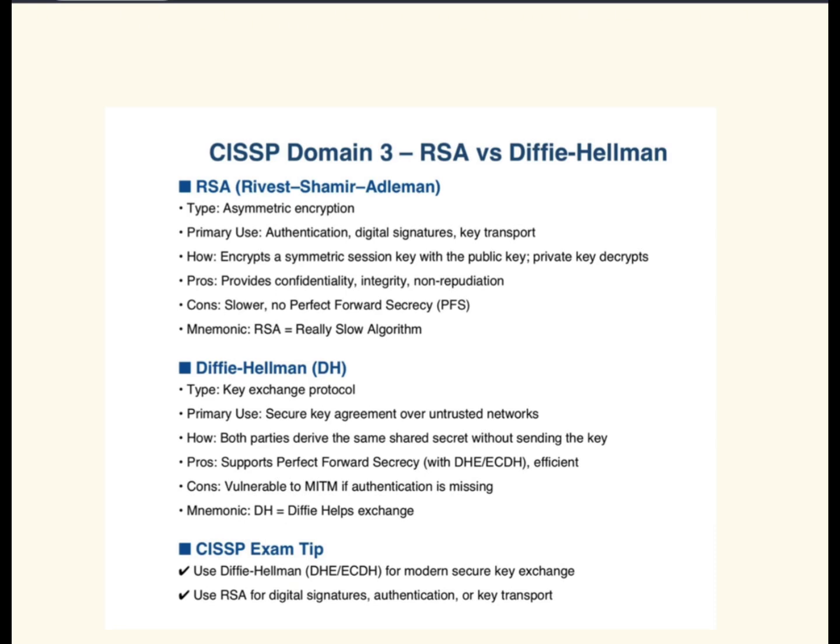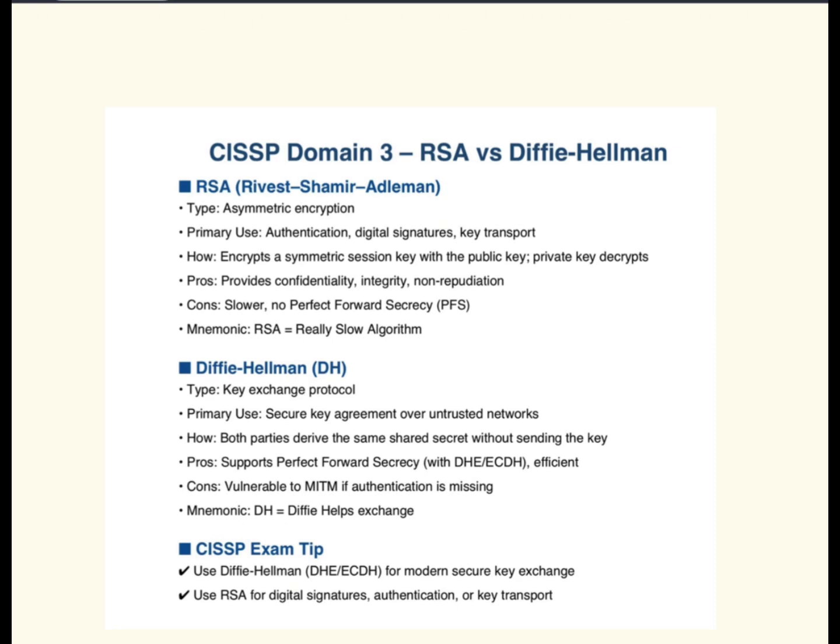So, for instance, RSA type asymmetric encryption, its primary use is authentication, digital signature, and key transport, right? It encrypts a symmetric session key with the public key, and the private key decrypts it. So, what are the pros and cons? It provides confidentiality, integrity, non-repudiation. But the cons are that it is slower and has no perfect forward secrecy.